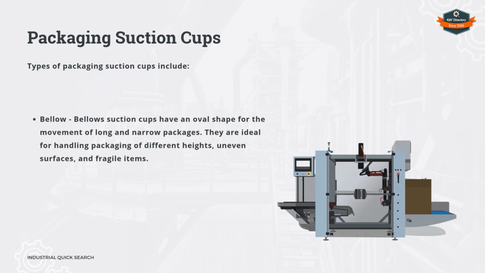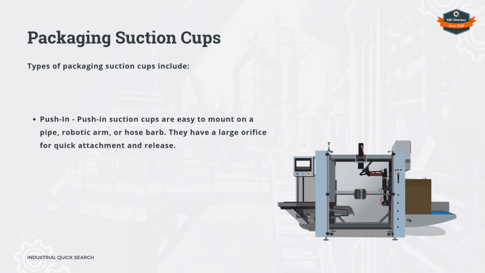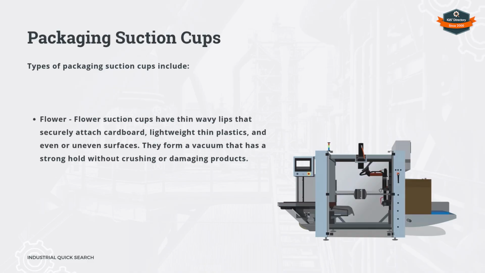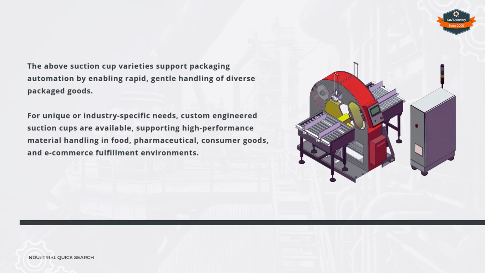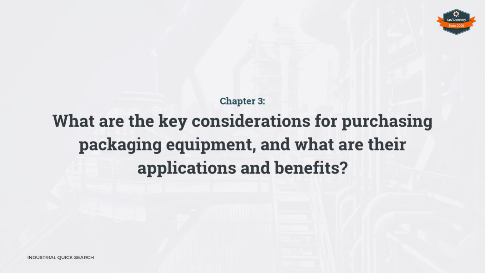bellow, push-in, flower. Chapter 3. What are the key considerations for purchasing packaging equipment, and what are their applications and benefits?